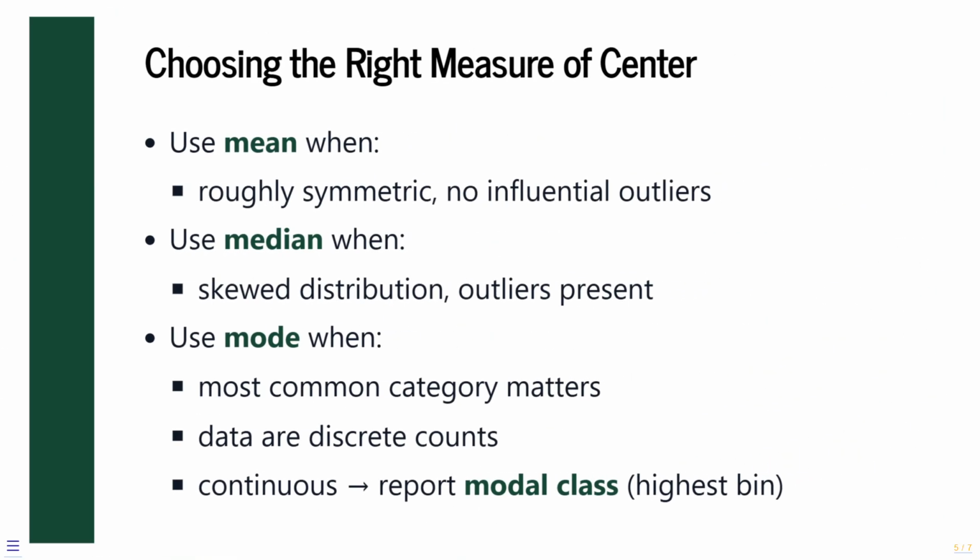How do you decide which summary to use? A few guidelines can help. Use the mean when the distribution is roughly symmetric without outliers. The mean connects nicely to many statistical models and formulas. Use the median when the distribution is skewed or contains outliers. The median provides a better sense of the typical case when extremes are present. Use the mode when describing the most common category or when the data are naturally discrete. For continuous variables, speak of the modal class, the bin with the highest frequency.